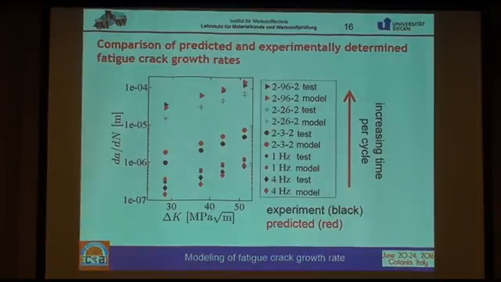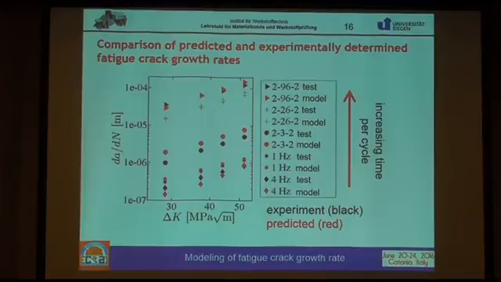Well, this is a comparison now. This is most important, a comparison of the predicted and the experimentally determined fatigue crack growth rates. You see the black symbols are values obtained in the experimental tests, and the red symbols, the corresponding symbols, are the model prediction, and you see that a very nice agreement exists here, because the model seems to work very nicely.